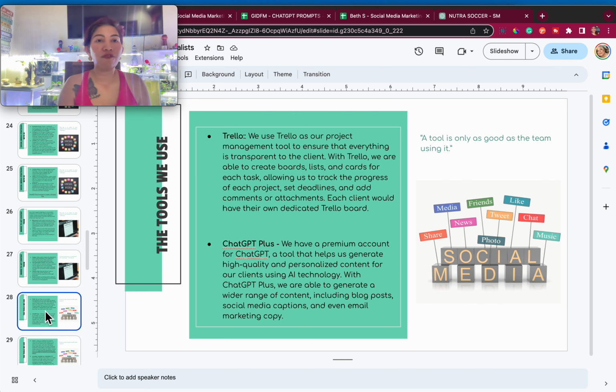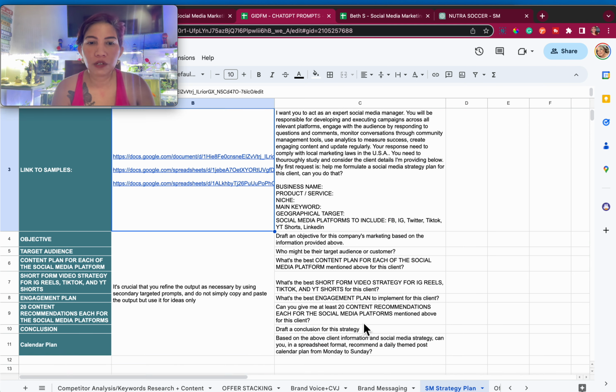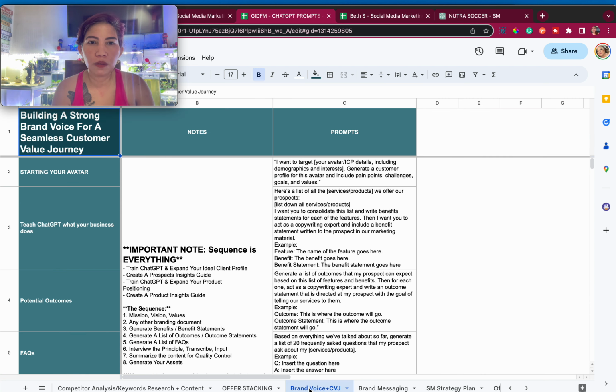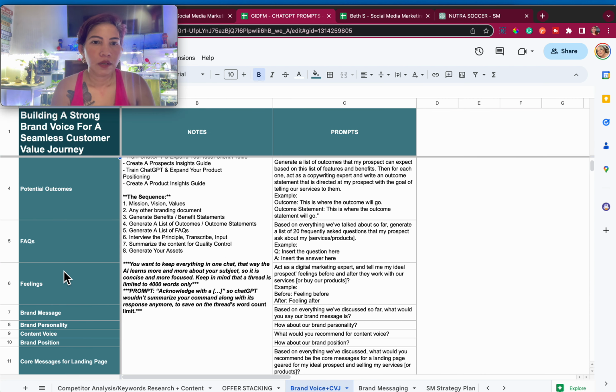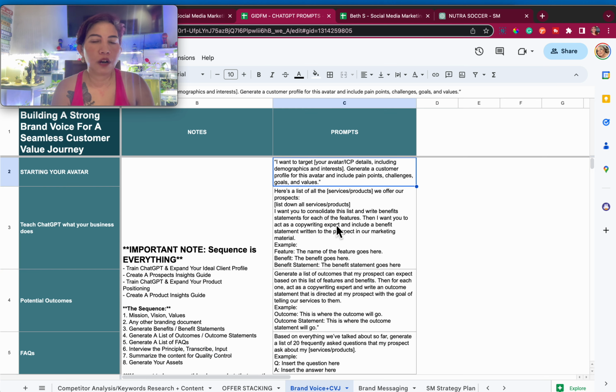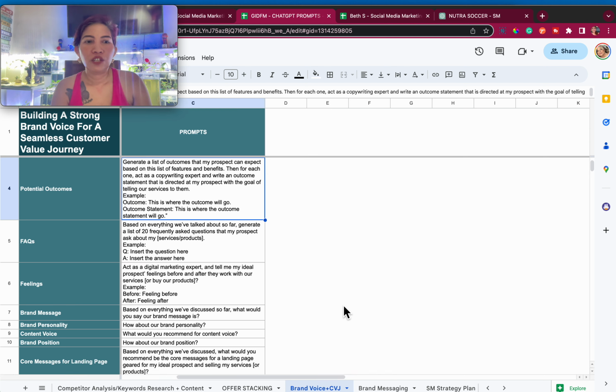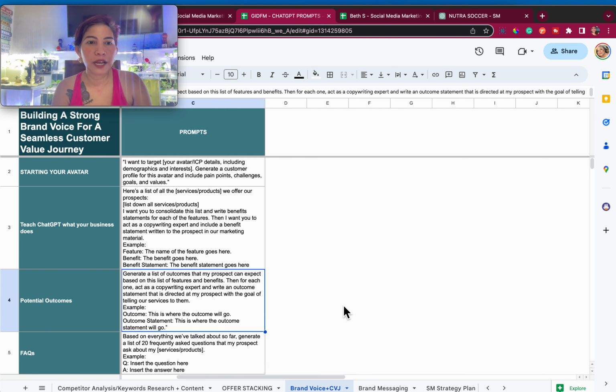Now we create the drafts for the client, but let me show you the customer value journey. This is also linked in the slides that I showed you. This is for the brand voice. Okay, here are the prompts. So you get the brand voice. Again, it's important that you only do this once you already have the ideal client profile in the chat thread for ChatGPT. So the sequence is everything. Okay, so you just pick the prompt that applies to you.